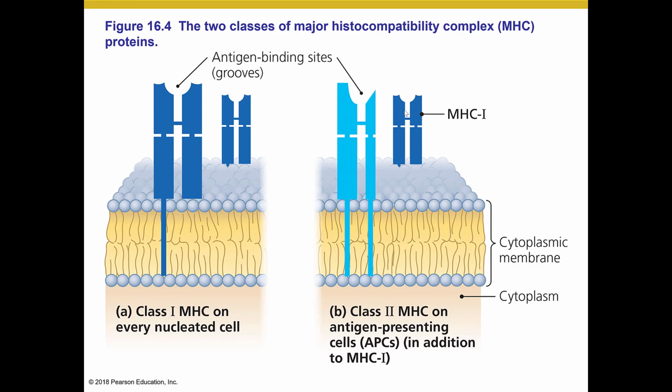So let's look at this in a little more detail. This looks like some kind of receptor on the surface of a cell, but this particular type of protein, one, tells your body that this cell belongs to you, but two, also serves as a handle to hold on to foreign antigen. Why do we need to do that? I'll talk about that in a second.